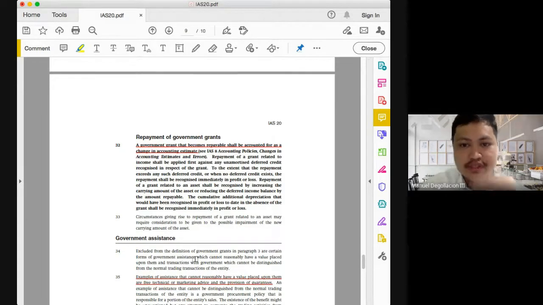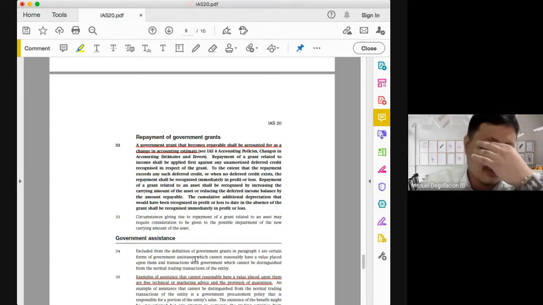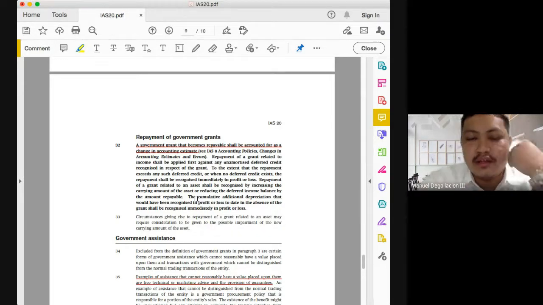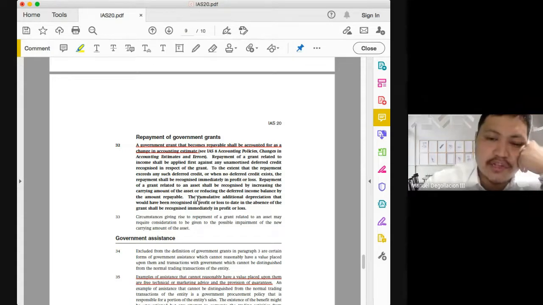If you use the second approach we discussed earlier, wherein you will deduct the value of the government grant from the carrying amount of the asset. Okay. So the option here would depend on the approach that you chose earlier, whether you treat it as a deferred income or you treat it as a deduction to the carrying amount. The treatment for the repayment would depend on the original accounting treatment for the government grant.